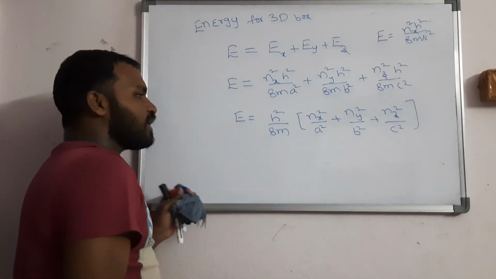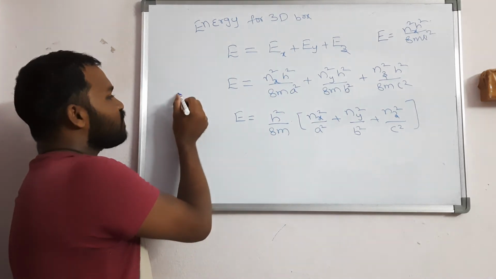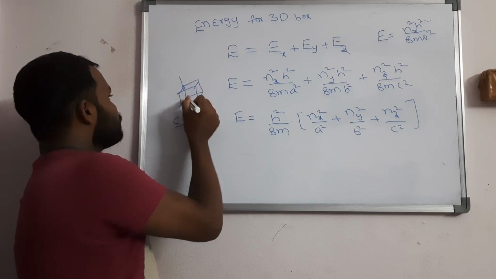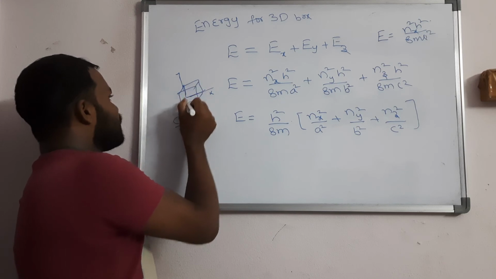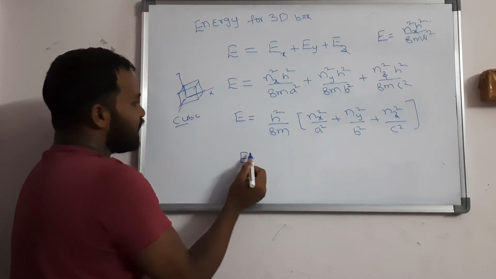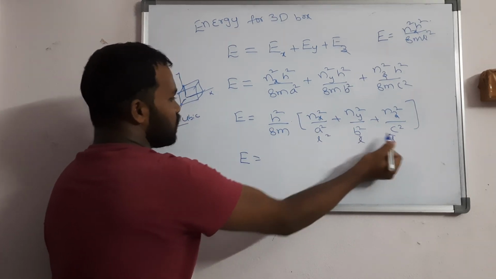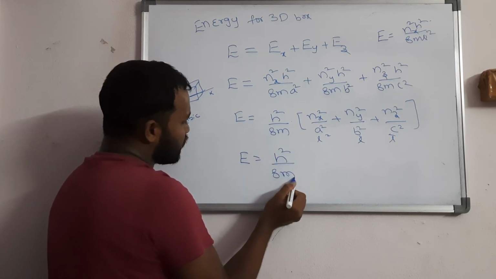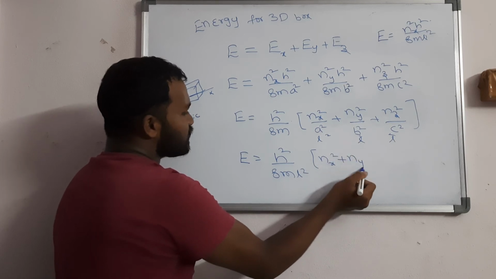Now if I talk about the 3D box that is a cubic box, cubic box means the length in all directions is the same. For a cube, x, y, z, all lengths are the same, so directly you write L. L square, L square, L square, so L square gets cancelled. You will get h square by 8 m L square into nx square plus ny square plus nz square.